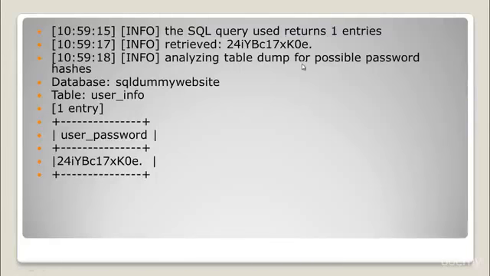It is analyzing the table dump for possible password hashes through sqlmap. So we have one entry for the table user info. This is the user password, but the username is user X, as I taught you previously. But we are almost there. We even got the password, but this does not look like the password.